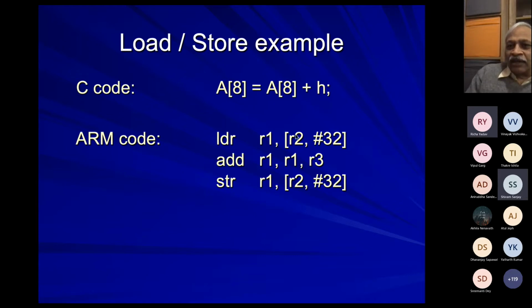Assuming that H is stored in, let me get the laser pointer, H is stored in register R3. You perform addition of R1, R3, get R1. The result is again in R1. And then this can be stored. So store instruction is very much like load instruction. Just the direction of movement of data is different. Any question on this?